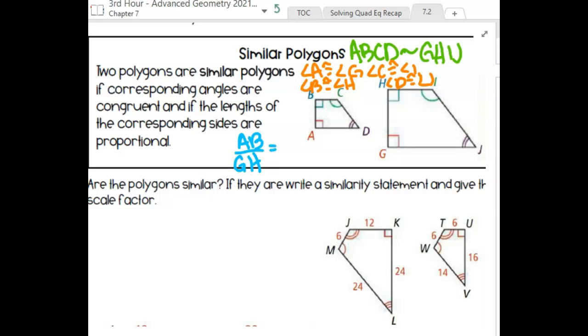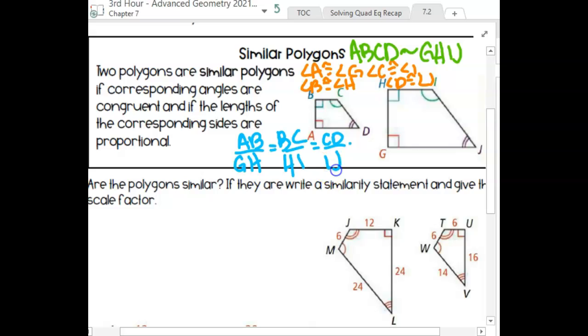So if I picked another one, AB over GH, that would be the same as if maybe I said BC, and then I would need to take the corresponding side from the other figure, which would be HI. And if I picked another set of corresponding sides, maybe I would do CD, what would be the other corresponding side? IJ, and then lastly we could do AD and GJ.